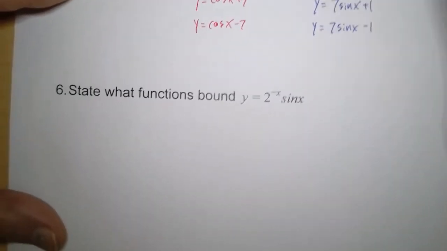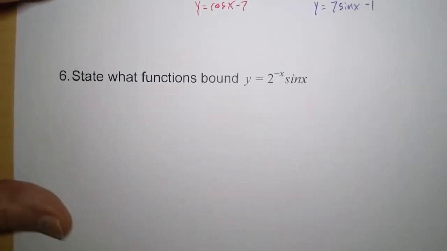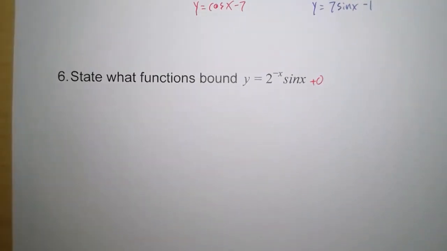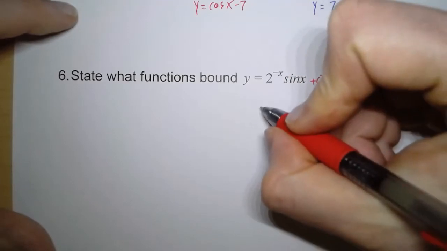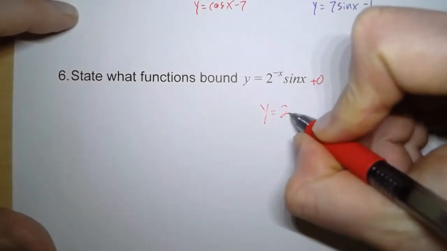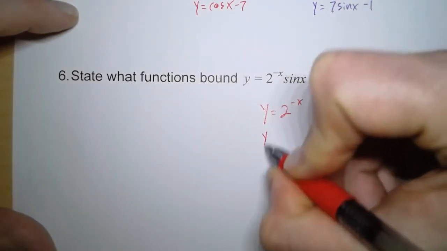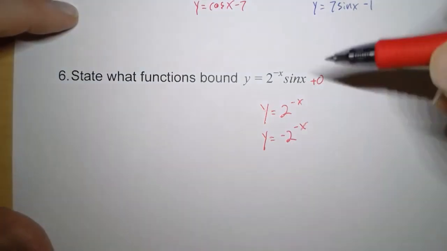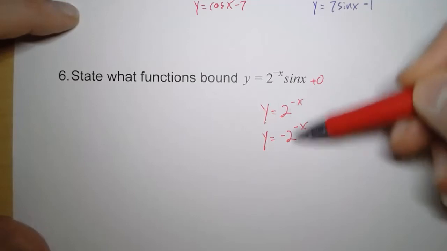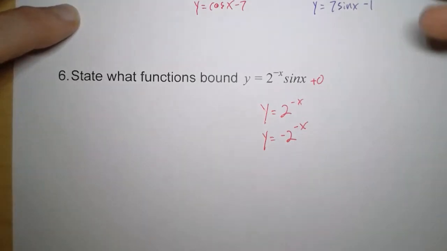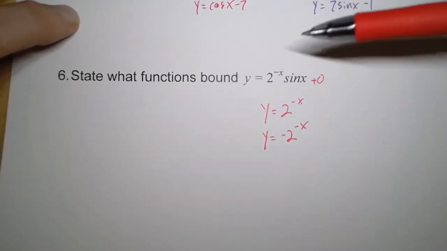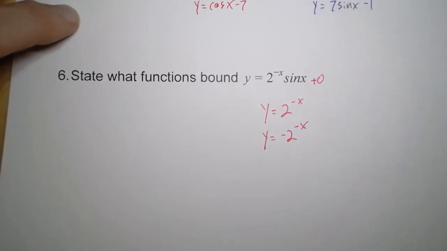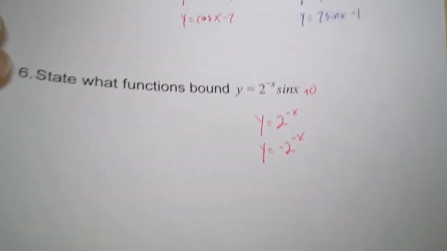Now for this last one, notice that we don't have a vertical shift. So you could think of it as just plus 0. So the two functions that it fits between are 2 to the negative x and -2 to the negative x, because we're adding and subtracting these from 0. So this is how we find the boundaries of functions. We take the vertical shift and then we add and subtract whatever the amplitude is.